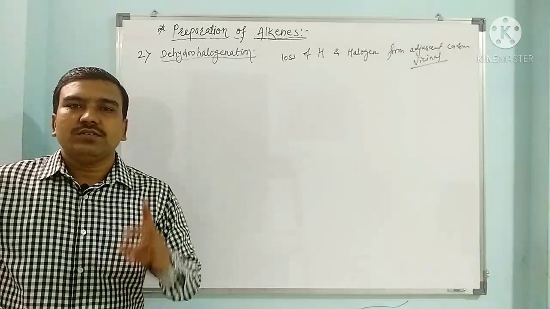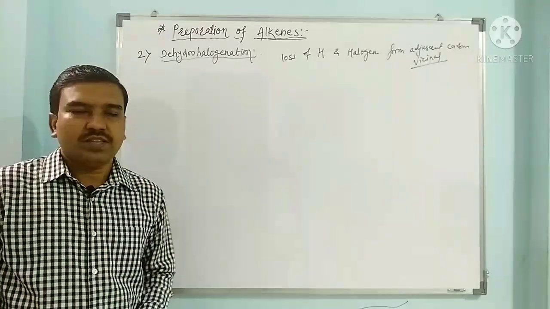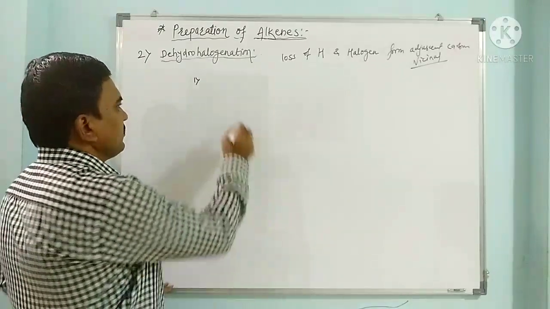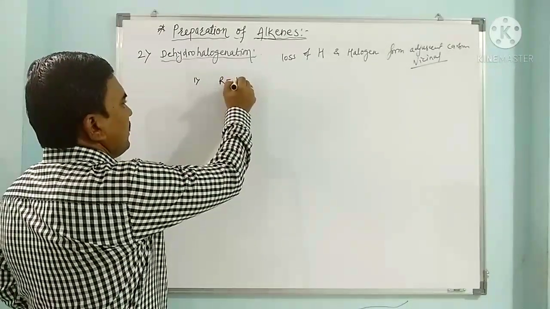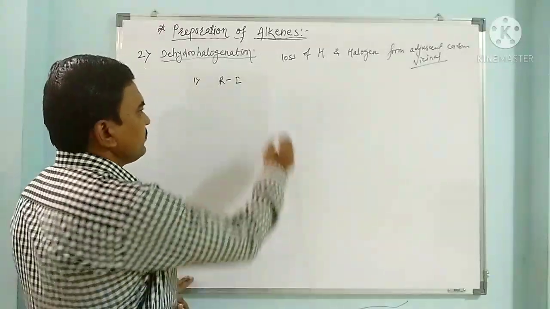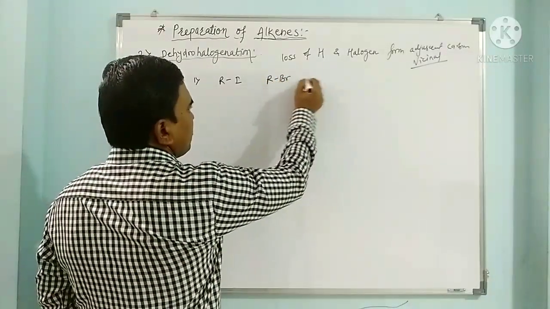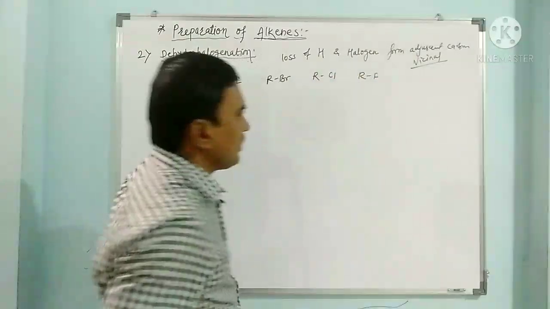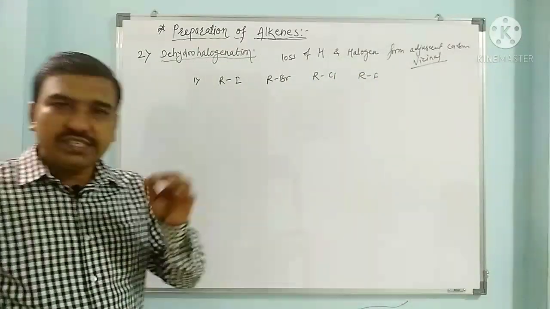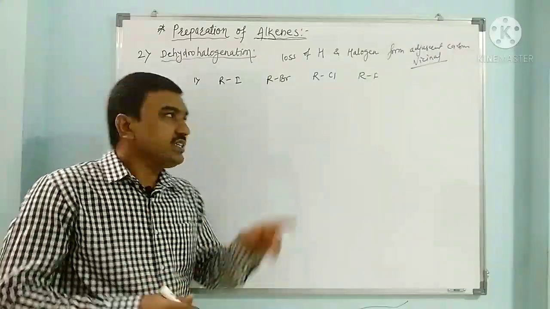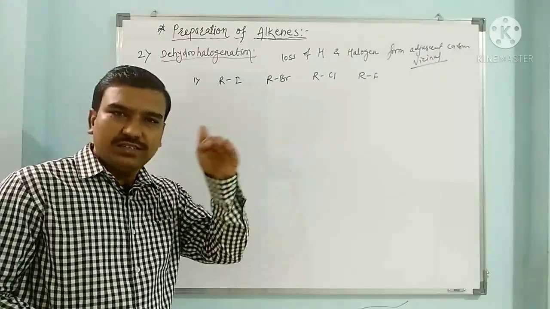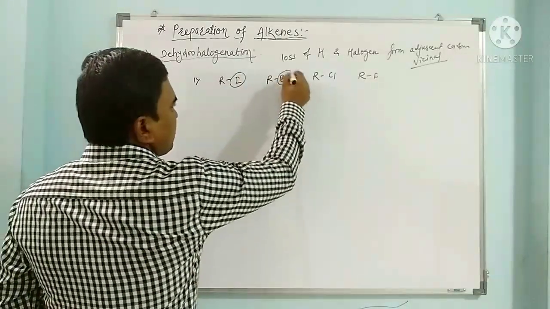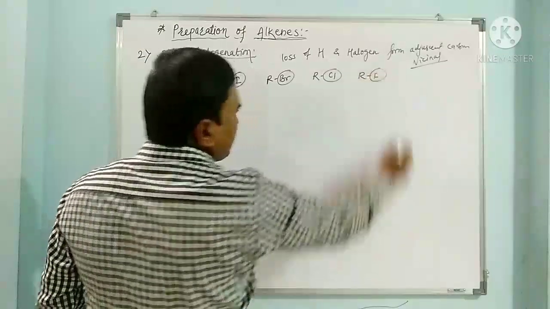Here elimination depends on two aspects. One is the nature of the halogen, that is, when we have R-I, alkyl iodide, alkyl bromide, alkyl chloride and alkyl fluoride. As electronegativity increases, reactivity in elimination decreases. How? When the size of the halogen increases, the elimination increases.